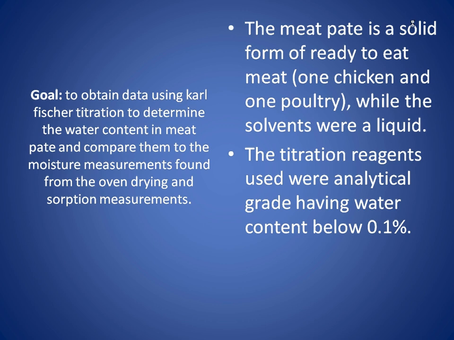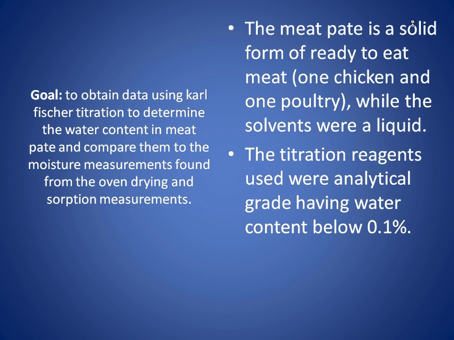The two types of meat pâté were chicken and poultry. The titration reagents used were analytical grade, having a water content below 0.1%. They were commercial compounds purchased from European countries, including Germany and the Netherlands. The goal of the experiment was to obtain data using the Karl Fischer titration to determine the water content in a meat pâté and compare it to the moisture measurements found from the oven dry and sorption methods.